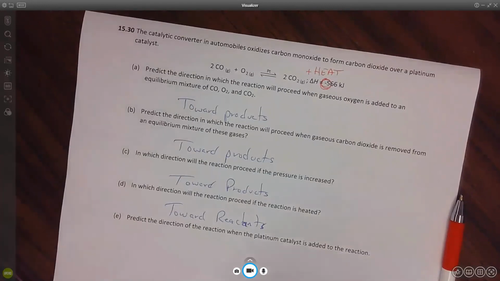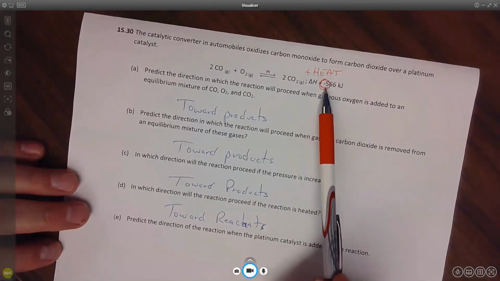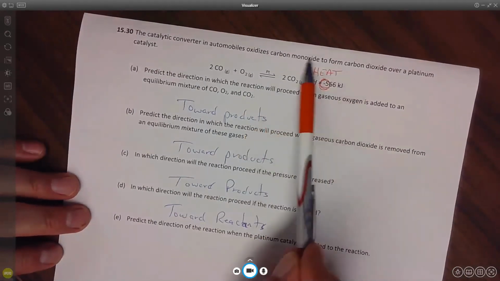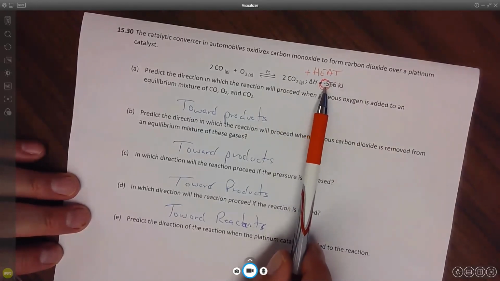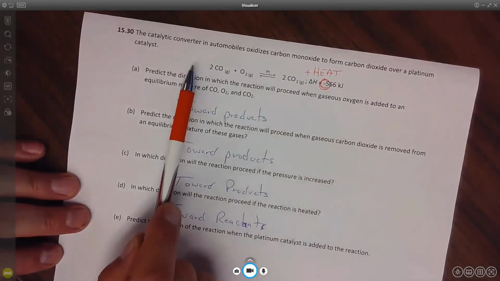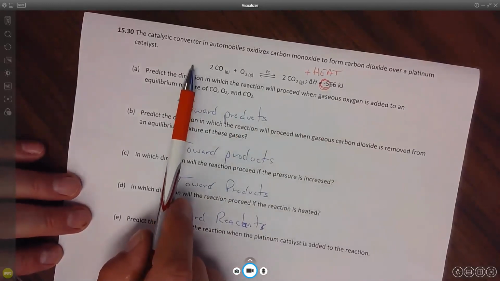Again, for an exothermic process, we have a negative delta H. That means heat is being released, so it would be a product. For an endothermic reaction, delta H is going to be positive. That means it's gaining energy, so heat would be a reactant for an endothermic process.